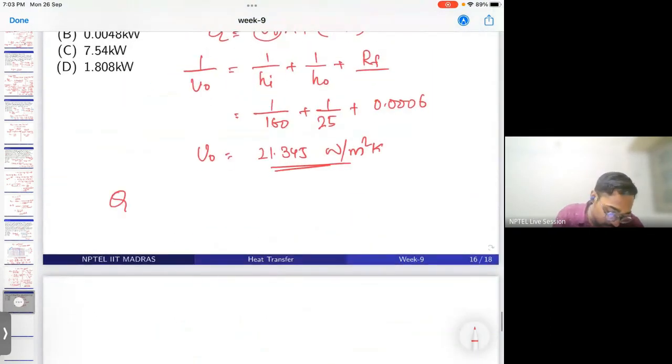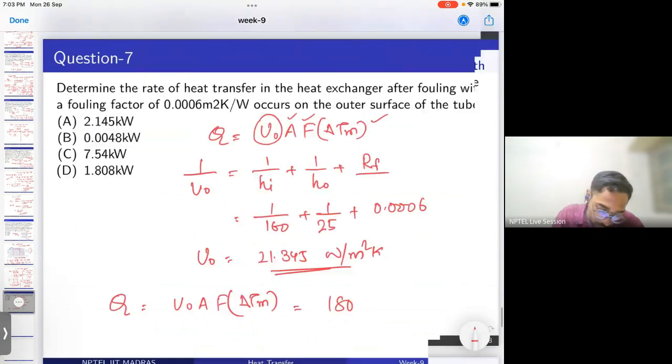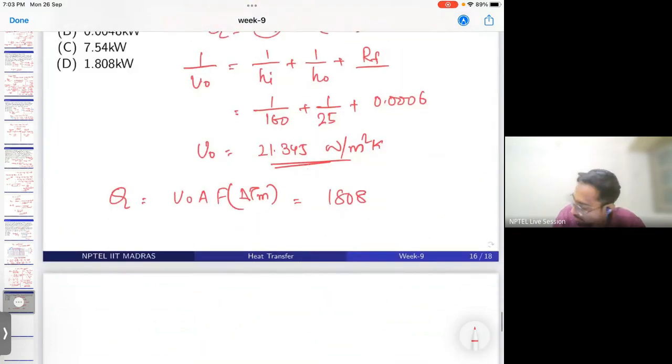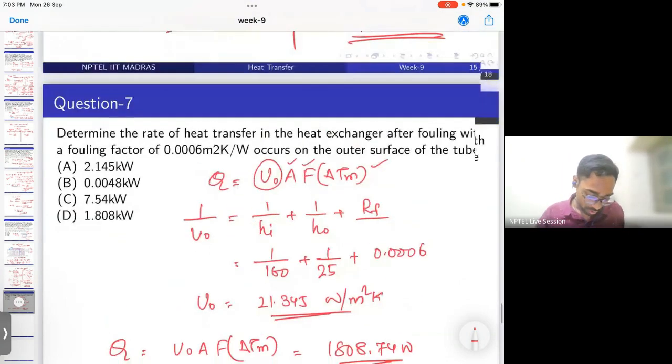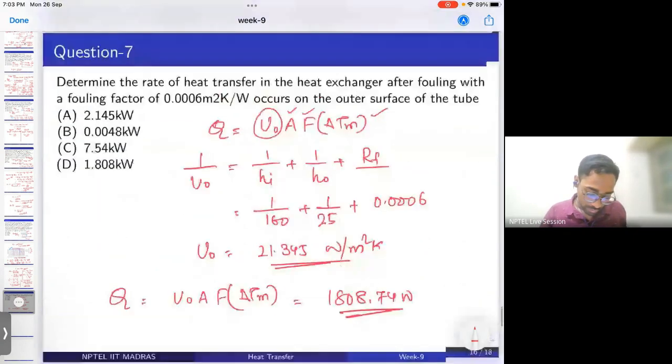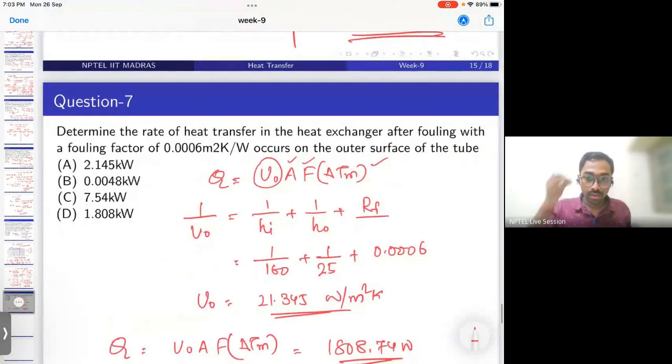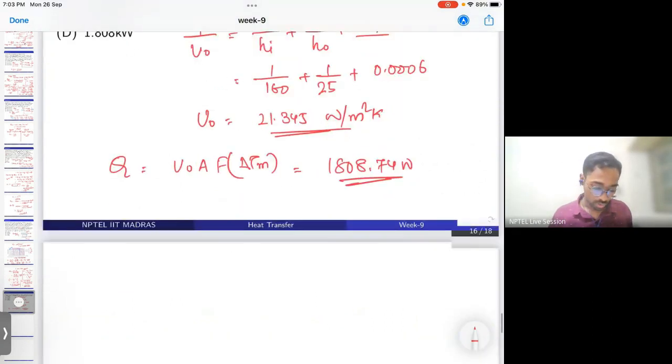So let's see what is Q, that is U0 A F delta Tm. If you substitute this, you will get 1808.74 watts. So there is a small difference, a difference of around 22 watts, because of the reduction in heat transfer coefficient due to the fouling.